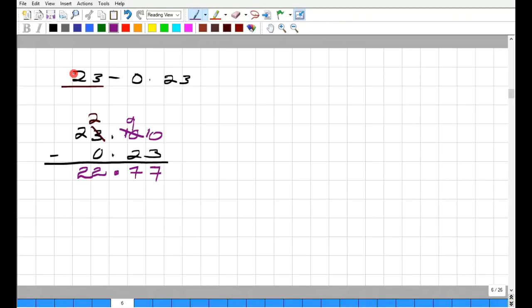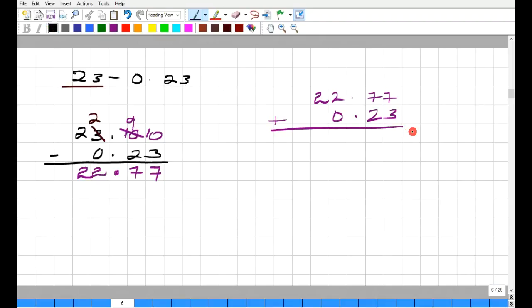So what's the reverse of subtraction? It would be addition. So the answer I get here, the difference, I'm going to add to that to see. So let's go. We have 22.77, and I'm going to add the subtrahend. So we have 0.23.